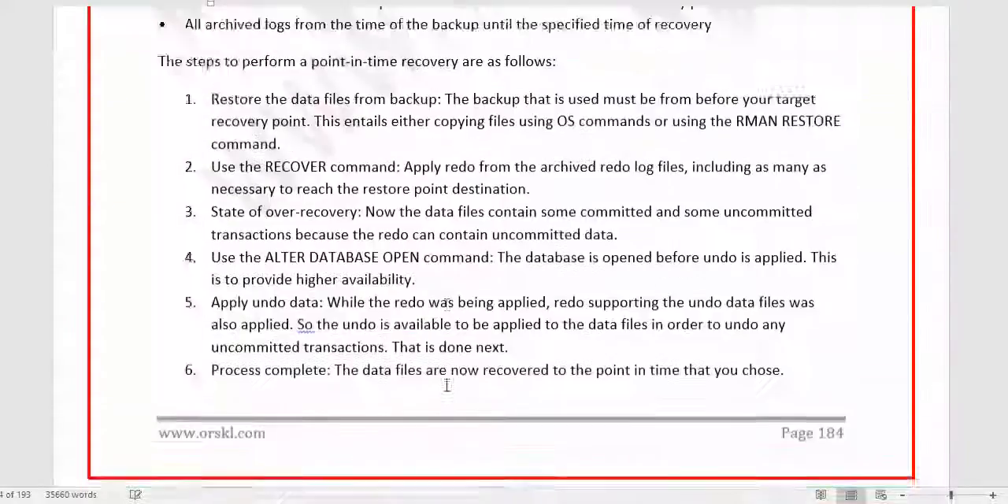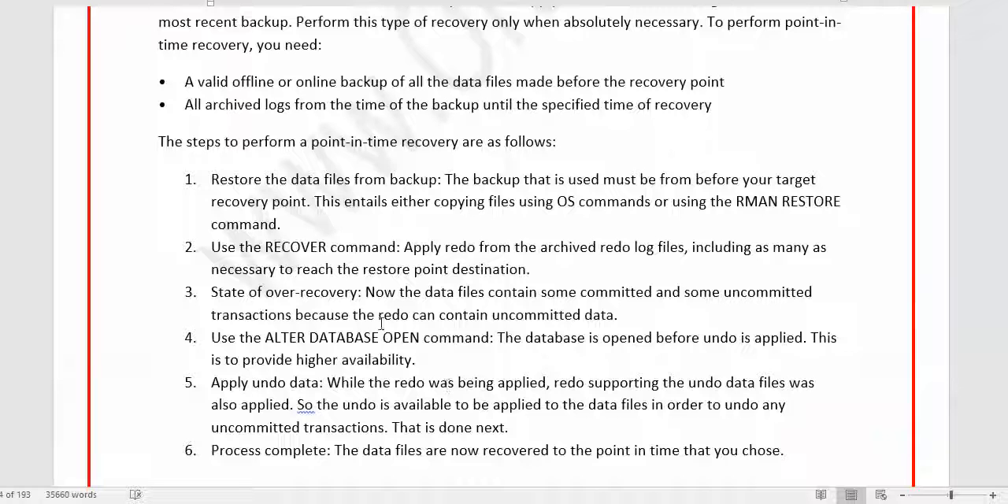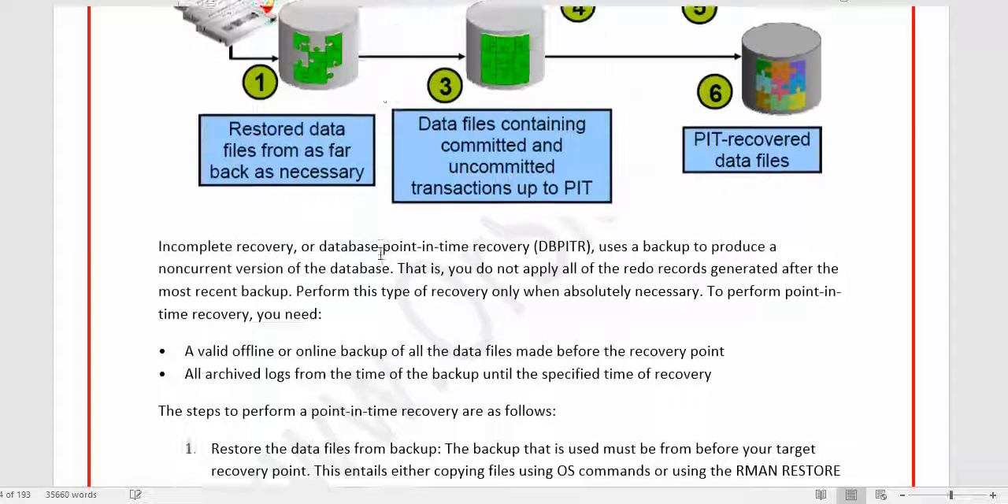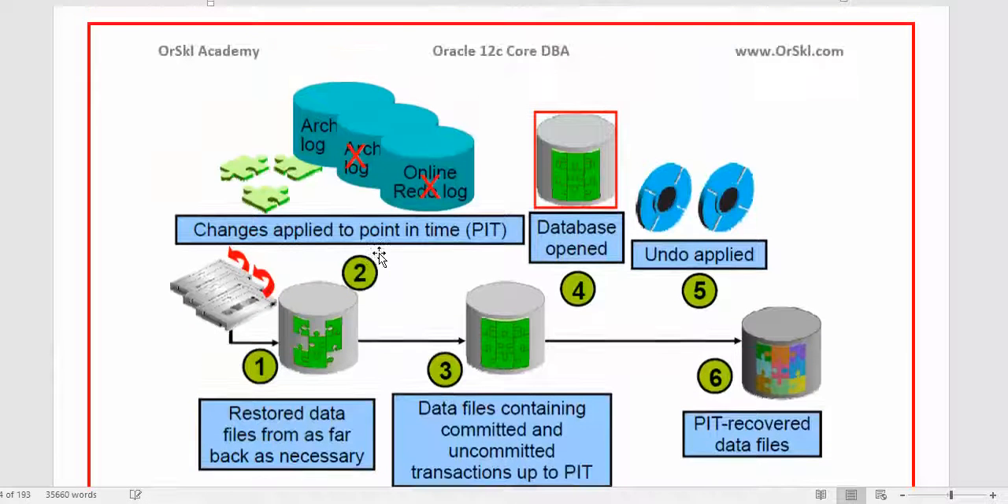The same thing, whatever I discussed, is detailed in the form of a step-by-step process. You can also go through it. I hope then you will understand it much better.